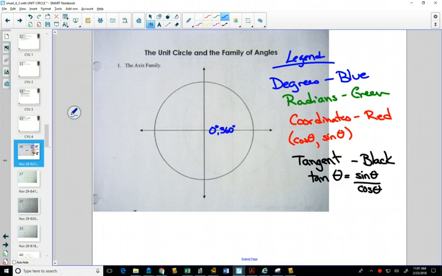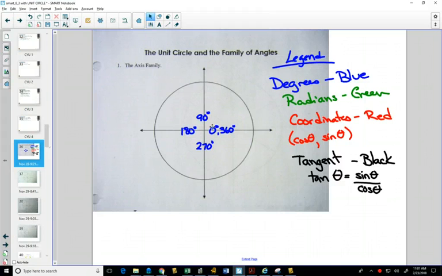Then if I move to my positive y-axis in standard position, can you see that that would be 90 degrees? In standard position, if I went to my negative x-axis, that angle would be 180 degrees. And if I went to my negative y-axis, I'd have 270 degrees.